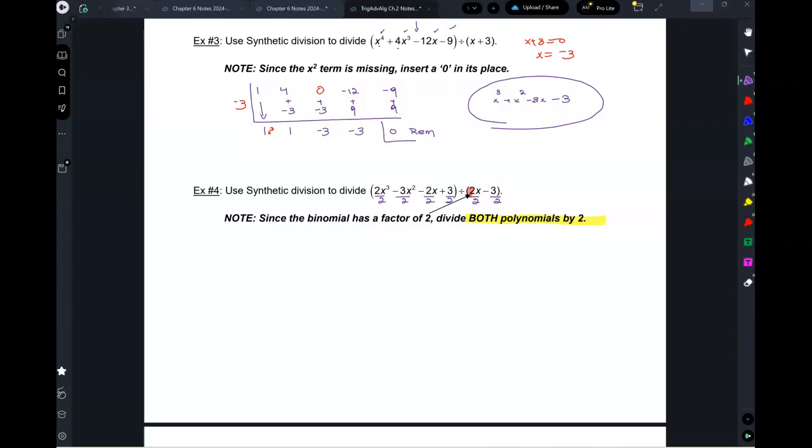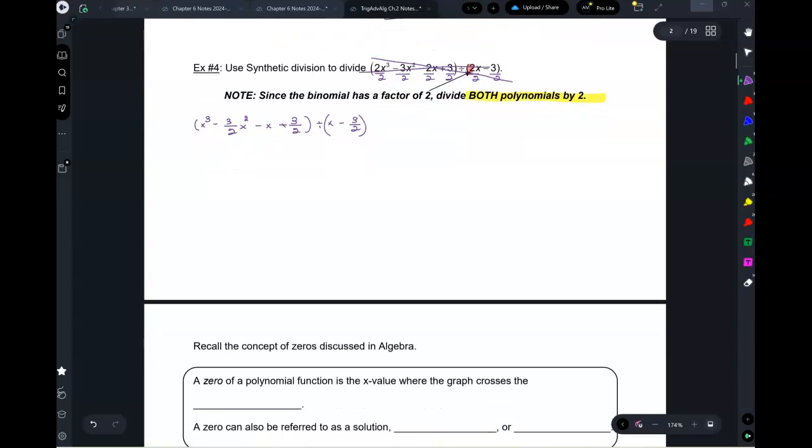Okay, so the first term becomes x cubed minus 3/2 x squared minus x plus 3/2, divided by x minus 3/2. Okay, now, once you do this, this top one no longer exists. It's all about the bottom one now. So why don't we go ahead and do this?